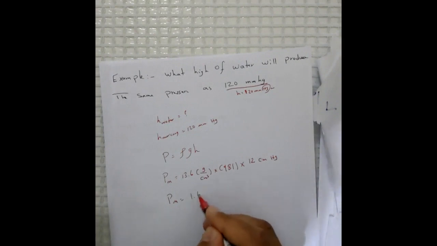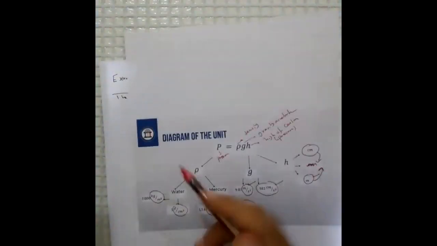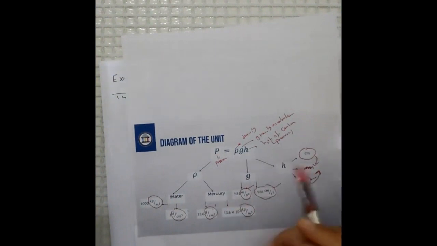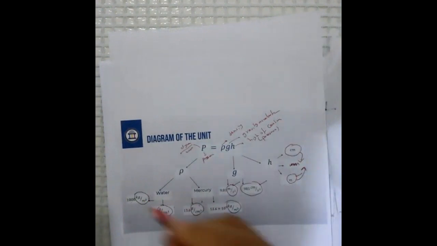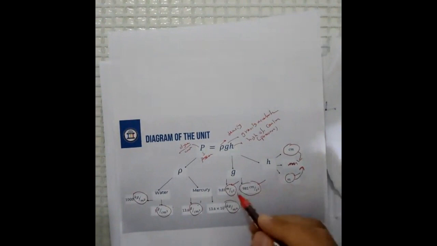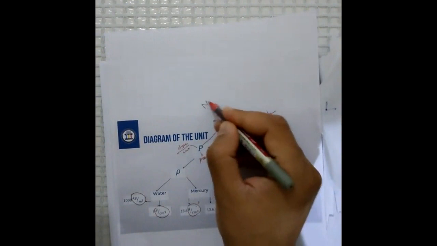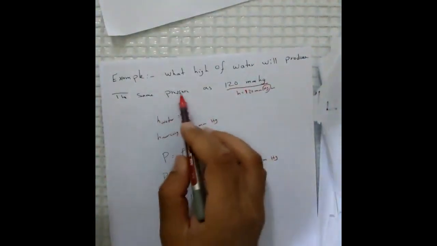You will have 1.6 times 10 to power 5. What is the unit? Dyne per centimeter square. Okay, so here again, if you are using centimeter here and here, the unit will be dyne per centimeter square. If you are using meter here and here, that will be Newton per meter square. So depending on centimeter or meter, you will understand what type of unit you use. Now he said, is it producing the same pressure?